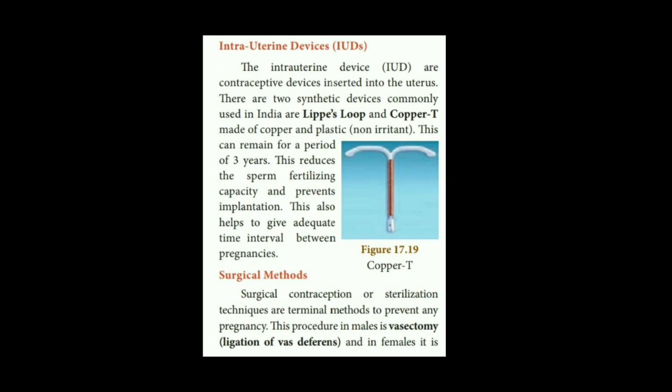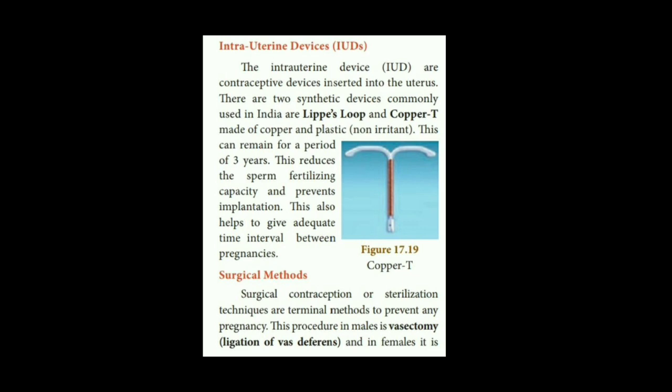Another method is placing a contraceptive device called copper T and Lippes loop, by doctors or trainers, inside the uterus. This copper T prevents the implantation of the fertilized egg in the uterus. These devices can remain for about 3 years. These devices reduce the sperm's fertilizing capacity and prevent implantation. This also helps to give an adequate time interval between pregnancies.